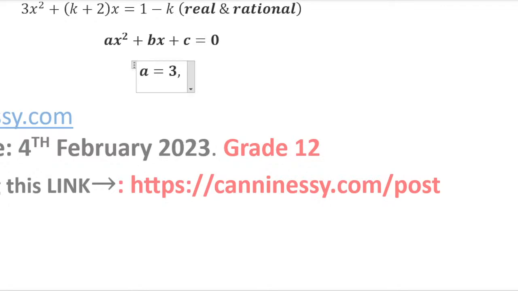All right, let's go. b is equal to the coefficient of x. So what's the coefficient of x? It's k plus 2. So b is equal to k plus 2, and c is equal to 1.